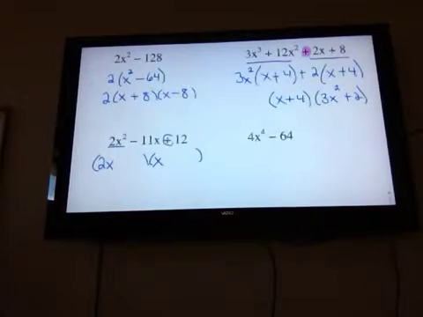Positive last term means same sign, look to the middle, so minus, minus. And 12 has 3 options, 12 times 1, 4 times 3, 6 times 2. I'm going to go with 4 and 3.